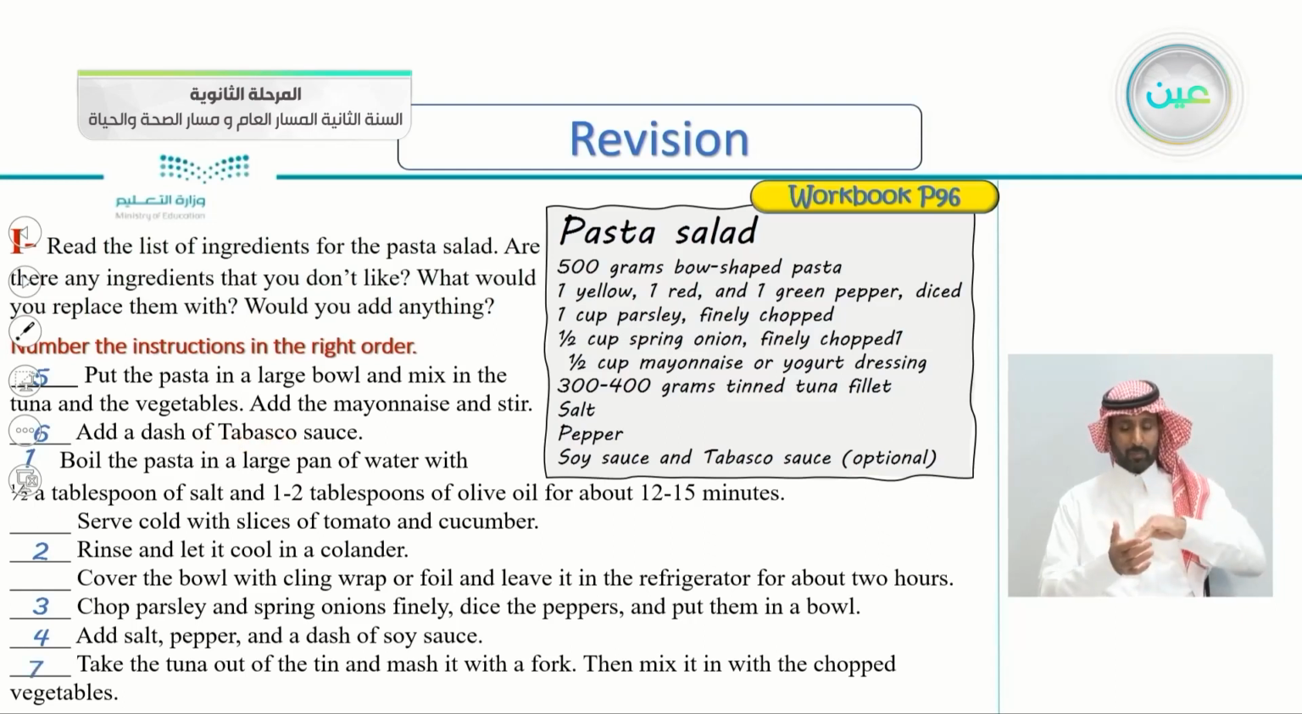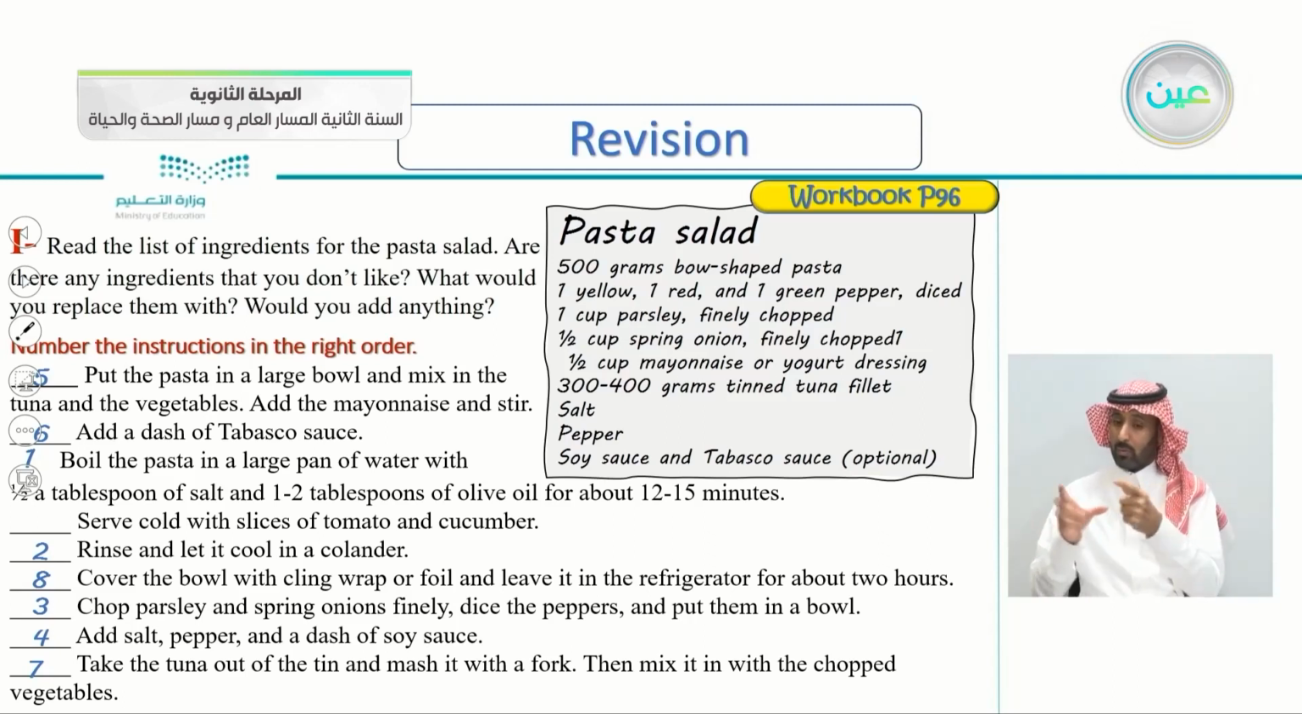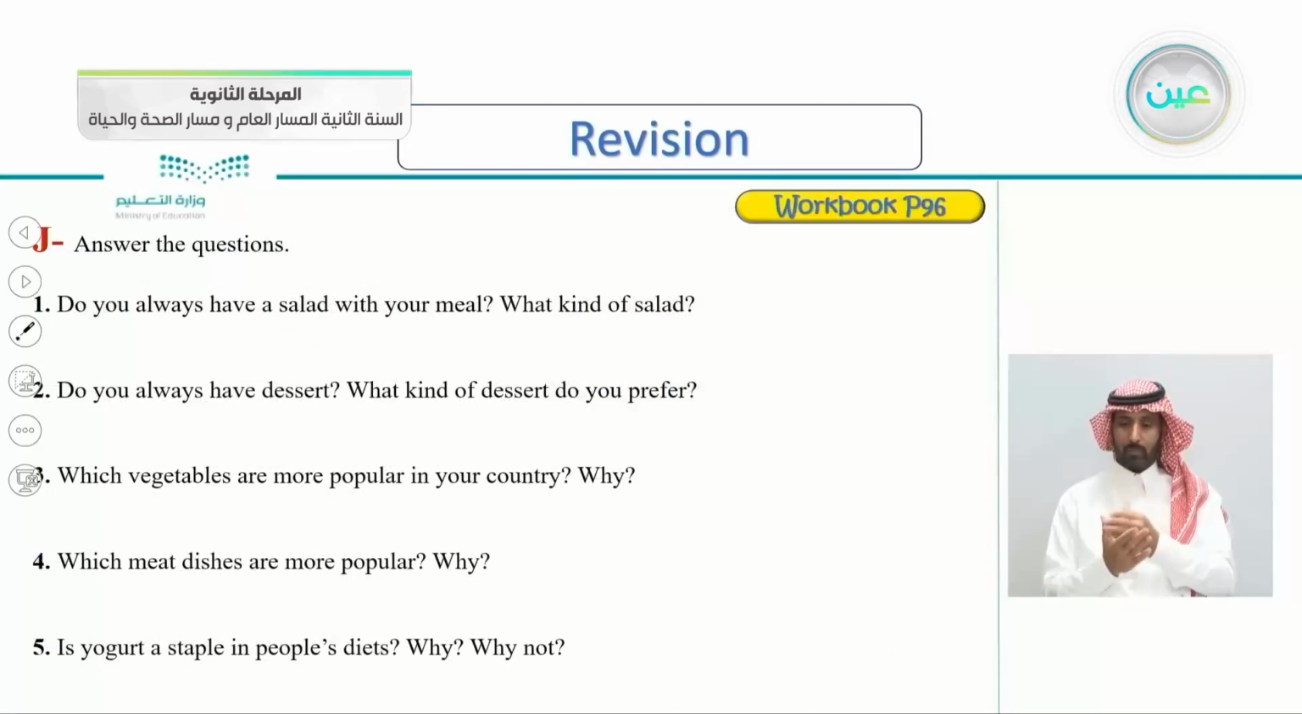And number 7, take the tuna out of the tin and mash it with the fork, then mix with the chopped vegetables. Number 8, cover the bowl with cling wrap or foil and leave it in the refrigerator for about 8 hours. Number 9, serve cold with slices of tomato and cucumber. So even though it's pasta salad, you serve it cold, with slices of tomato and cucumber.